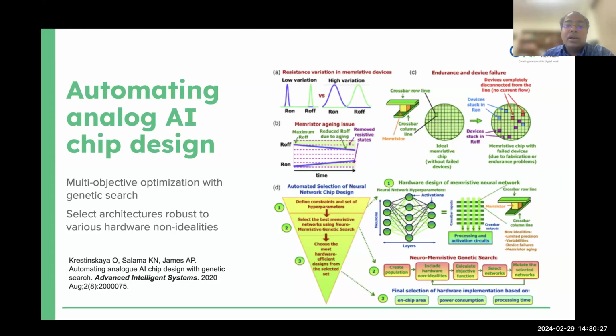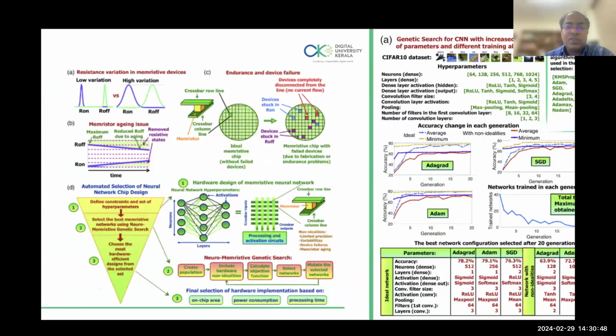So that way, the effects of variability, effects of aging, and all those things are considered while the design itself is done, rather than you design it first and then try to figure out how to optimize. So this way, you save a lot of time in making the overall design of the circuits. This is some of the results.